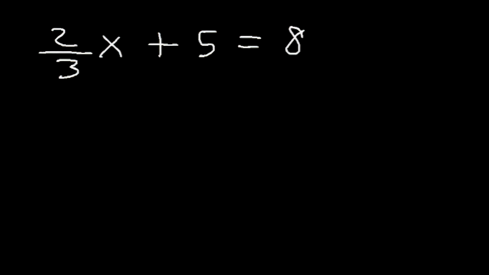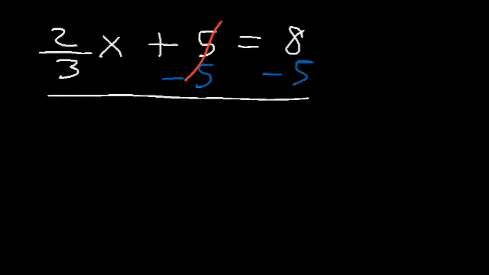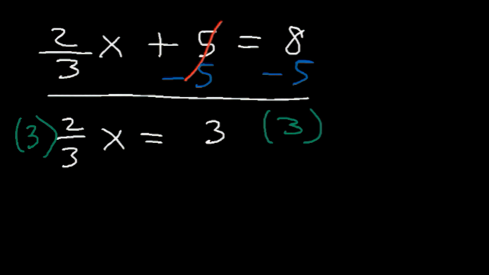Here's another one. What if we have 2 over 3x plus 5 is equal to 8? How would you solve for x? The first thing I would do is subtract both sides by 5. So therefore 2 over 3x is equal to 8 minus 5, which is 3. Now what we could do is multiply both sides by 3.